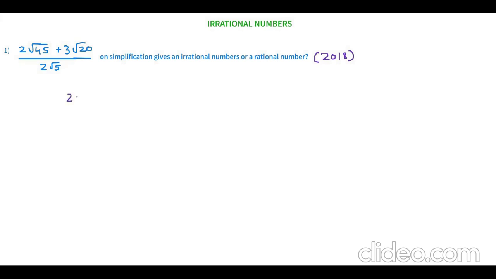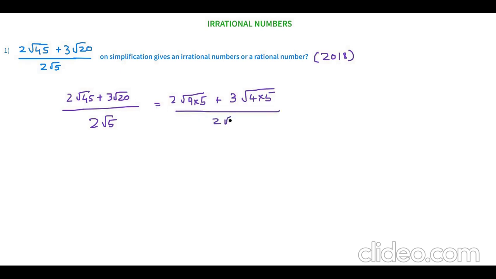So let's write the question. 2 root of 45 plus 3 root of 20 divided by 2 root of 5. So let's simplify what is given inside the square root. 45 can be written as 9 times 5, plus 3 root of 20, which can be written as 4 times 5, divided by 2 root 5. 2 root 5 will be as such because 5 is a prime number. We can't further simplify this.